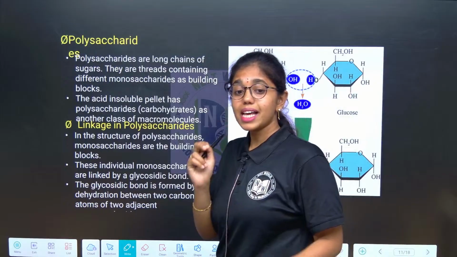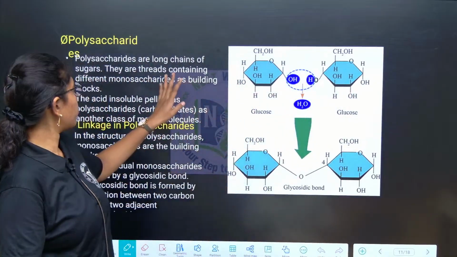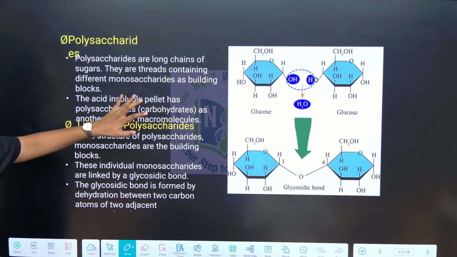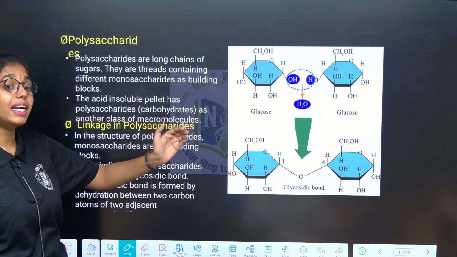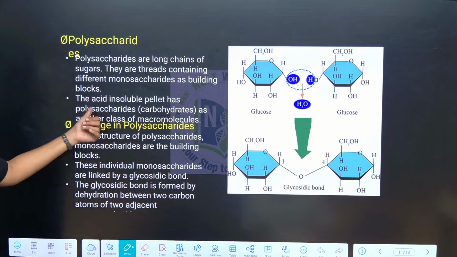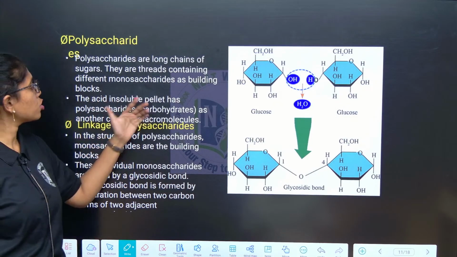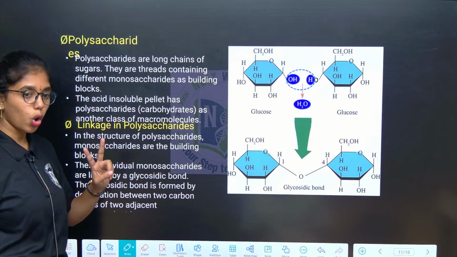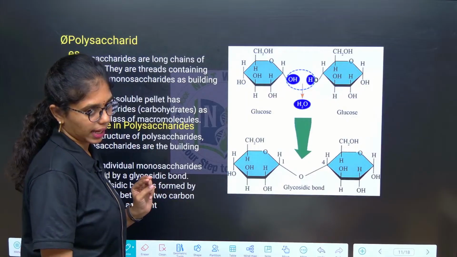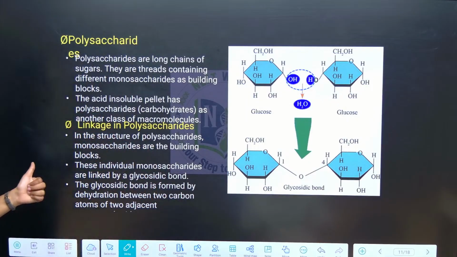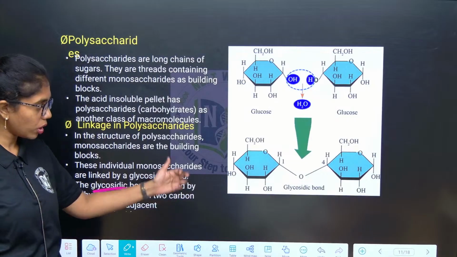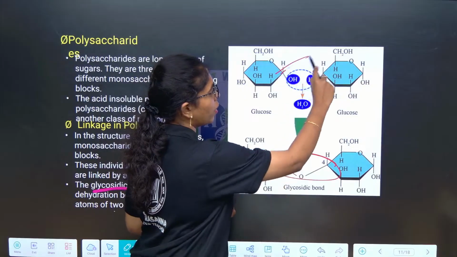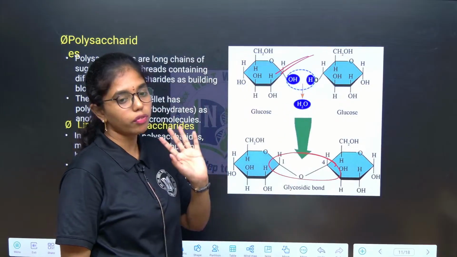Next, polysaccharides. Polysaccharides are long chains of carbohydrates. These can be threads containing different monosaccharide units. These monosaccharides are called building blocks. And these are clearly seen in the acid insoluble pellet. Polysaccharides will be of two types, homopolysaccharides and heteropolysaccharides. Here you can see the linkage of polysaccharides, that is through glycosidic bond. Just now we have seen that alpha 1,4 glycosidic bond, and that is through what? Dehydration or removal of water molecule.